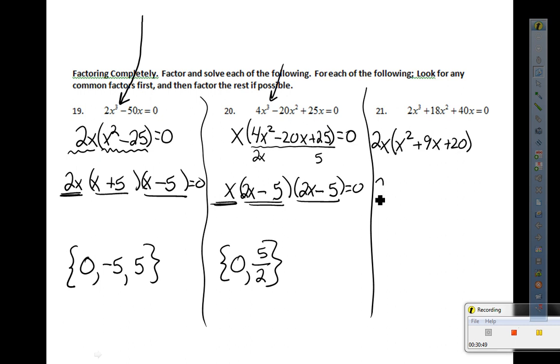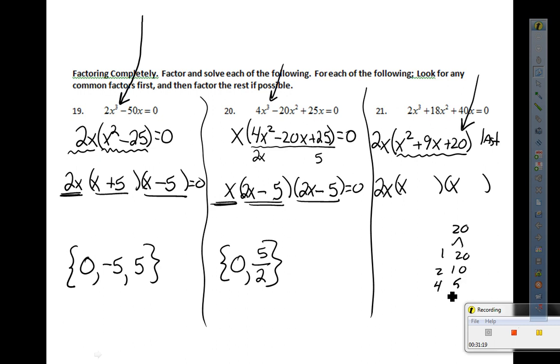Now, leave that 2x alone, but look at this. Well, you know the square root of 1, but you do not know the square root of 20. So this is last time's kind of factoring. I'm going to go to parentheses, x and an x. I need you to go find me two numbers that multiply to be 20. So my choices are 1 and 20, 2 and 10, 4 and 5, that you can make add up to be 9. Well, here's the ones I can make add up to be 9. Plus 4, plus 5.